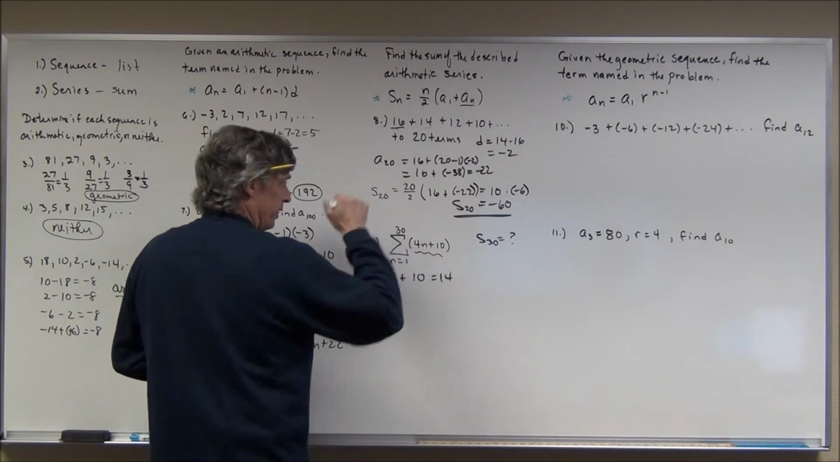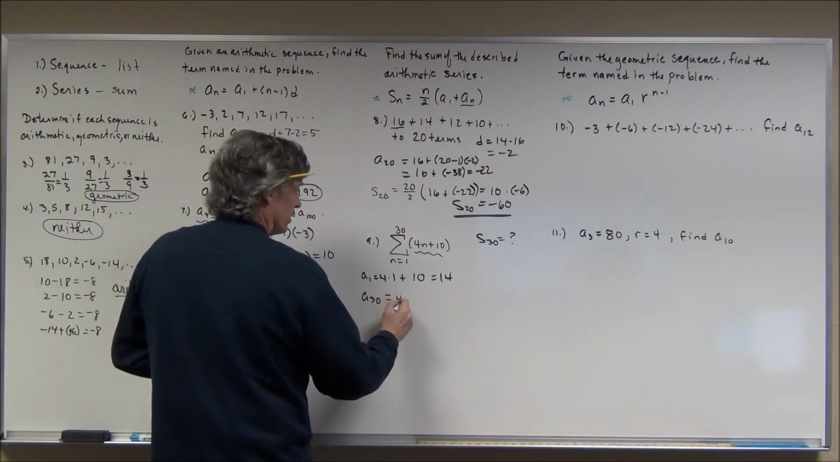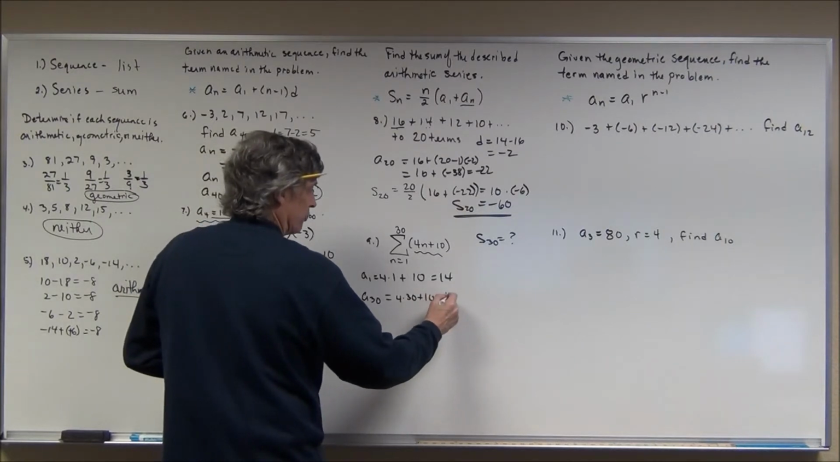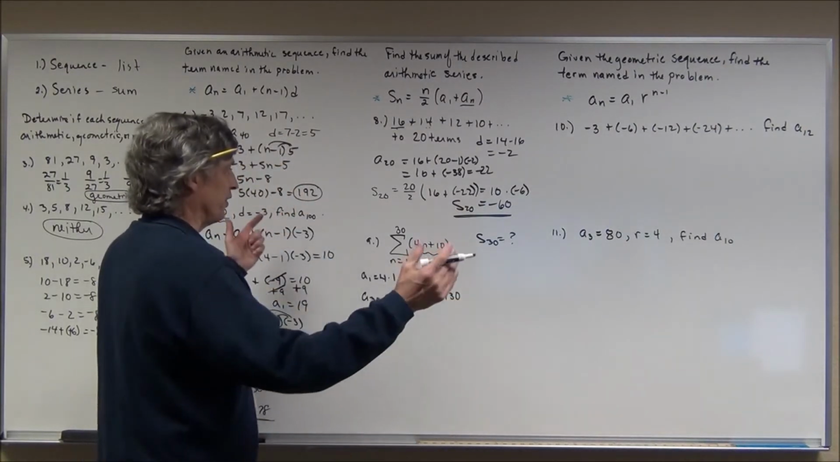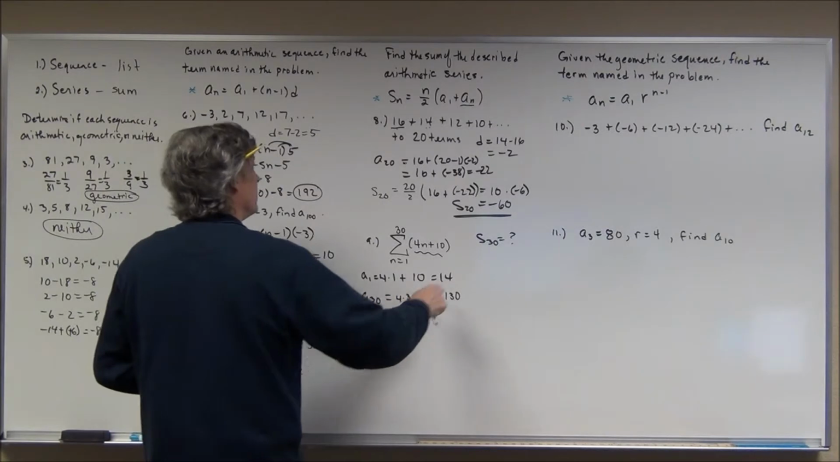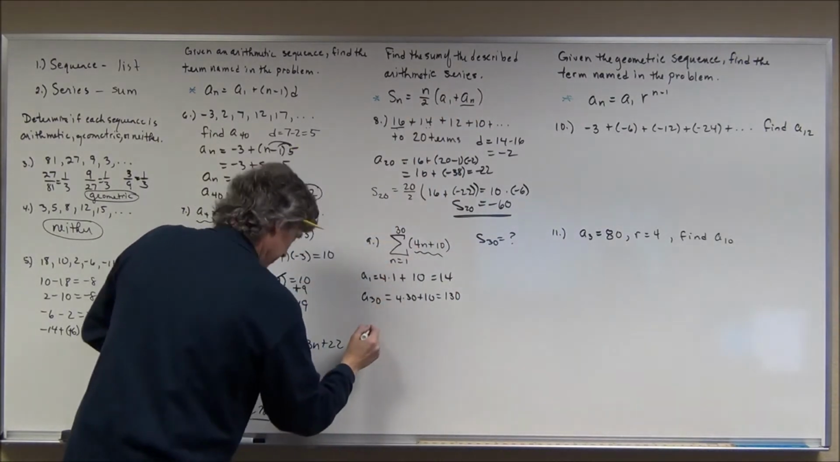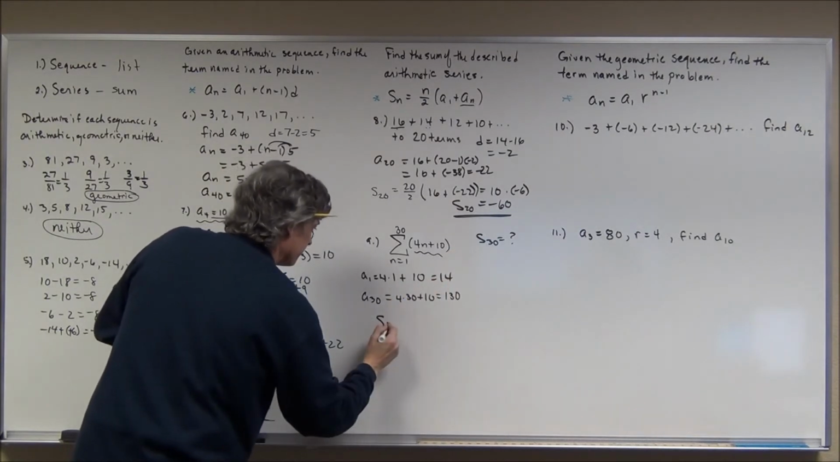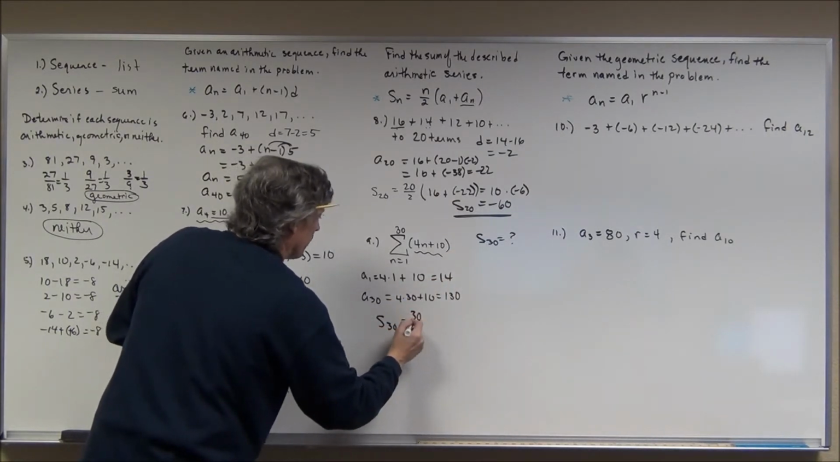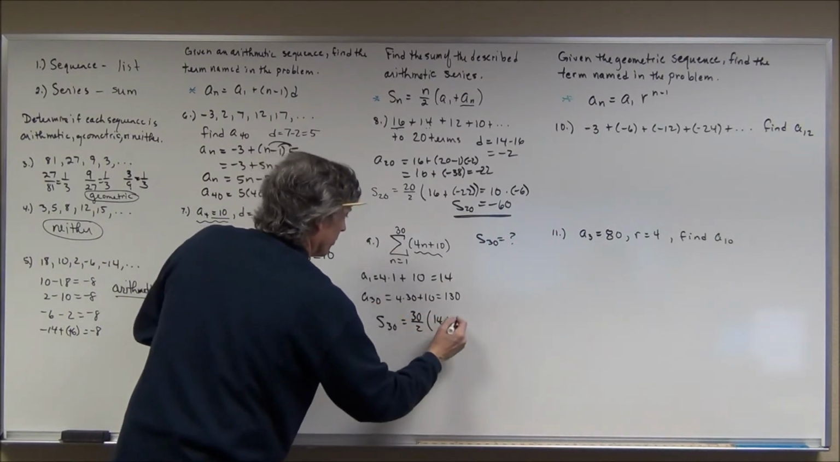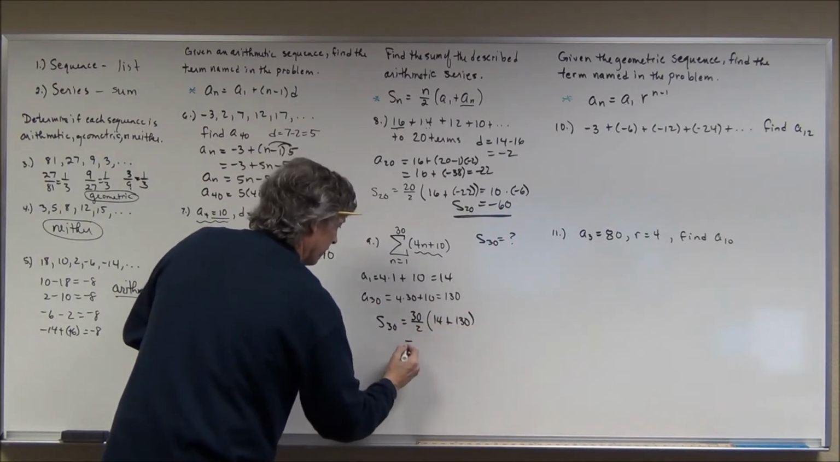I can find a sub 30. I plug 30 in for n. This is 4 times 30 plus 10. 120 plus 10 is 130. I got everything I need now. I don't need d, because it's not in there. I've got that, I've got that, I've got that. S sub 30 is equal to 30 over 2, a sub 1, which is 14, plus a sub 30, which is 130. Careful with your arithmetic.